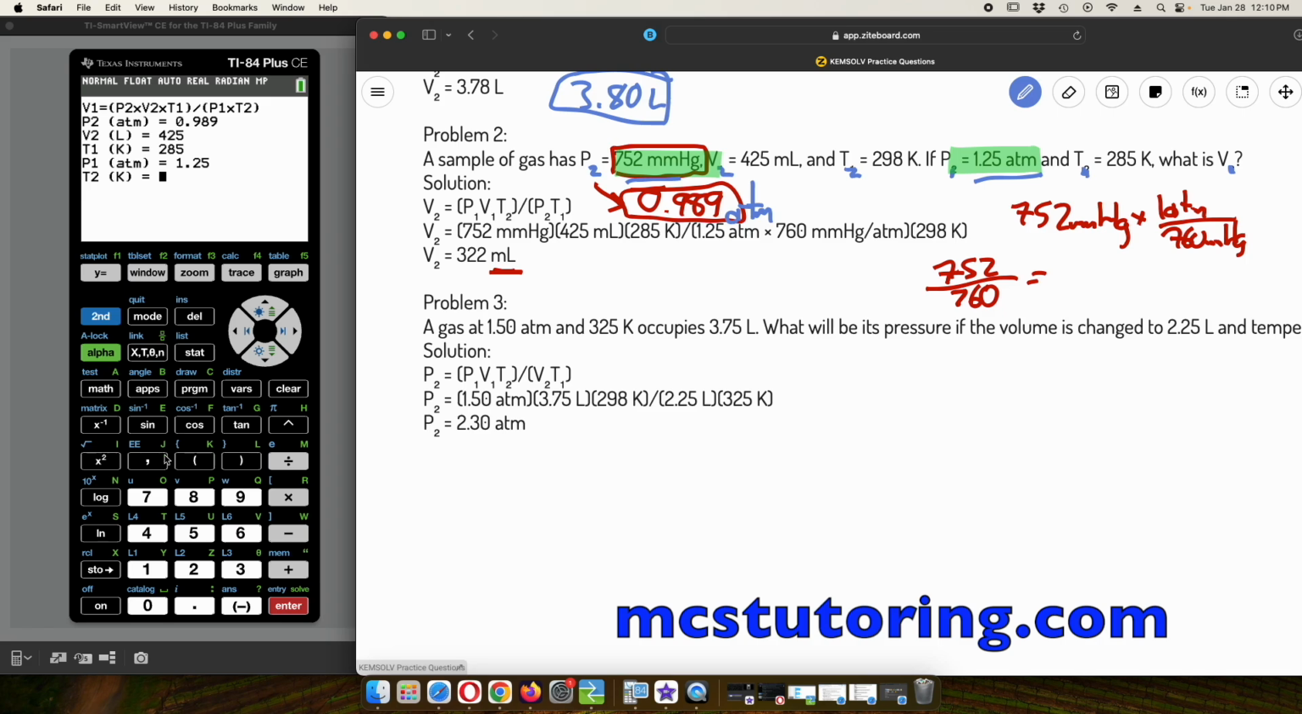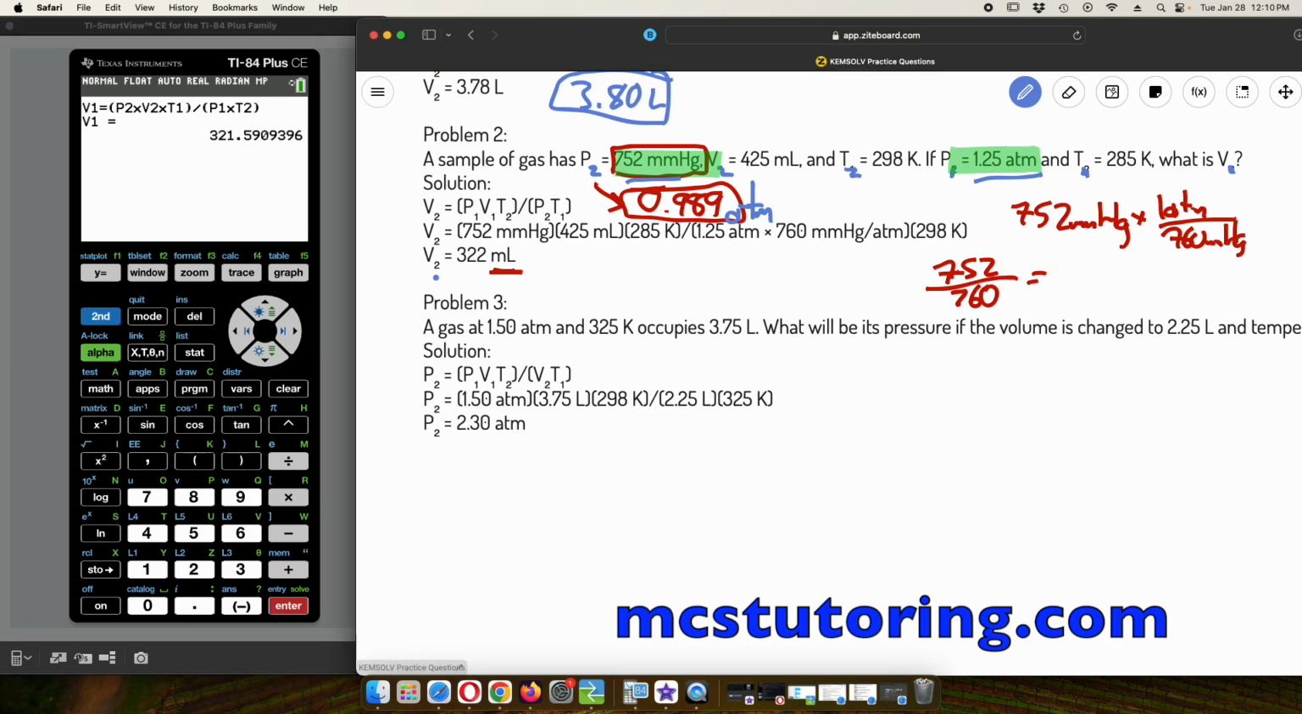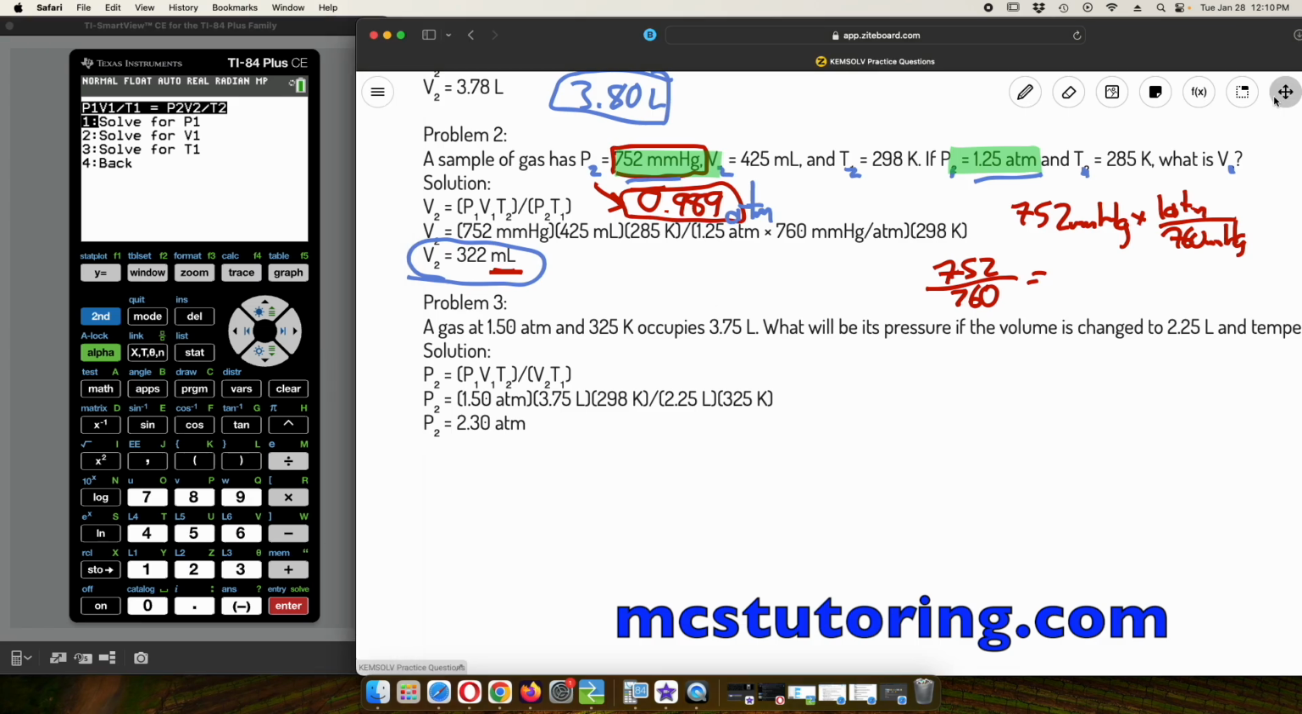Okay, T2 is 298. There we go. And then we get 321.59. I'm going to round it to 322 milliliters. Yes, good. Oh my gosh, we're almost finished here. So problem 3.